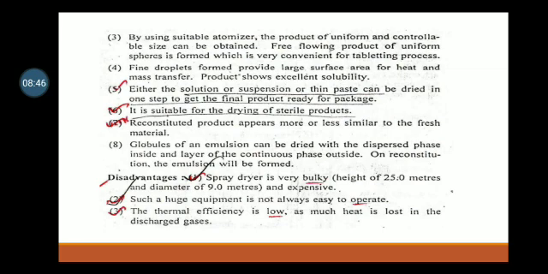Spray dryer is very bulky, with a height of 25.0 meters and a diameter of 9.0 meters, and expensive. Such a huge piece of equipment is not always easy to operate. The thermal efficiency is low as much heat is lost in the discharged gases.